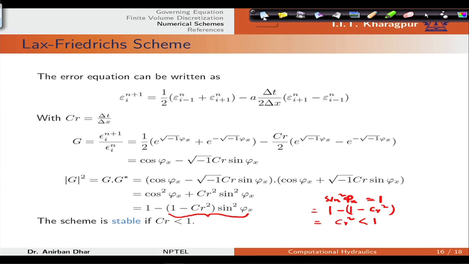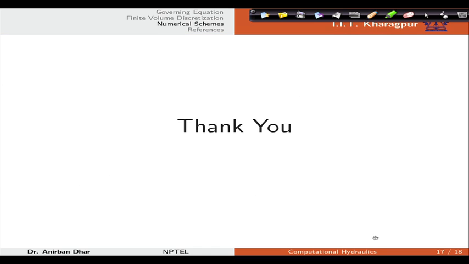So, we can see that depending on the approximate form of the flux or numerical flux function, we are getting stable or unstable schemes. In the next lecture, we will see another kind of approximation for this flux function. Thank you.